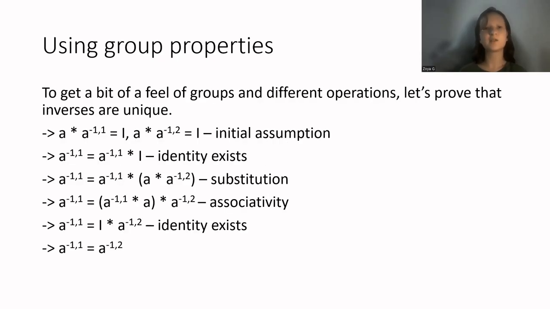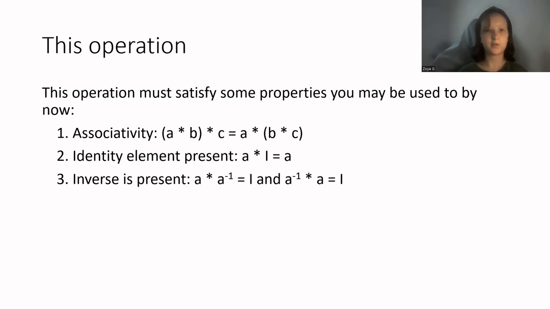So let's get ourselves a little bit more familiar with groups by proving a relatively basic theorem to get a bit of a feel of groups, right? So let's prove that inverses are unique. Here we start with our initial assumptions, right? That there are some two inverses, A inverse 1 and A inverse 2. So let's rewrite A inverse 1 like this, right? This is effectively just showing that an identity element exists, which we know from the previous slide.